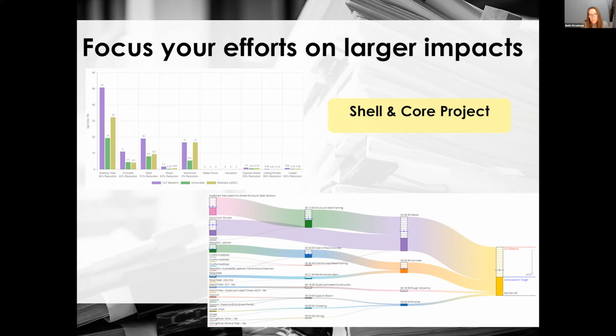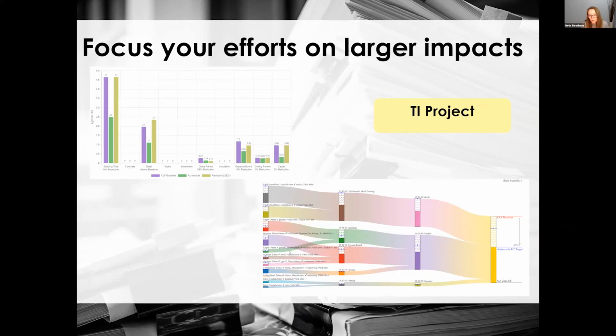But thinking, oh, well, all this stuff down here, this little tiny stuff, that doesn't matter. Well, if you move into a TI project, this is where your gyp, your cold form metal framing, your ceilings start to make a difference. Your finishes start to become the biggest piece of the project. So this is how you can figure out, okay, if I can only take on 3 things, which things do I take on?